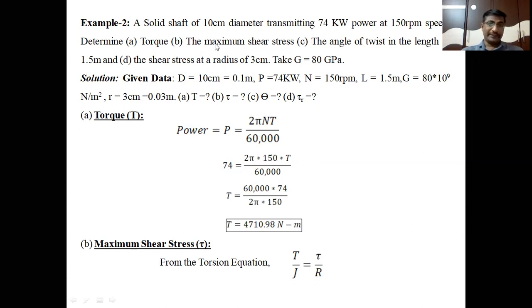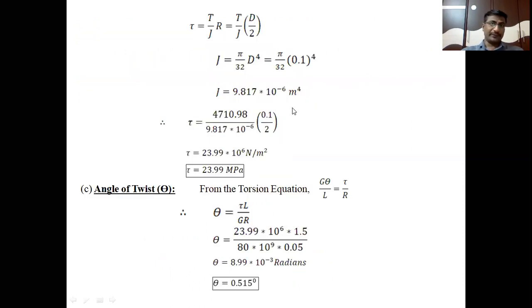Okay. Second bit is maximum shear stress. Maximum shear stress is represented by tau here. From the torsion equation, we know that T by J equals tau by R. These are the first two parameters in the torsion equation. From this equation, we can find the maximum shear stress. We rearrange that formula: tau is equal to T by J into R, or T by J into D by 2, where R is the radius, diameter by 2.